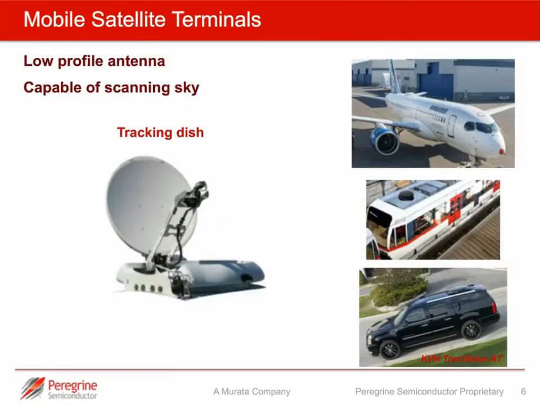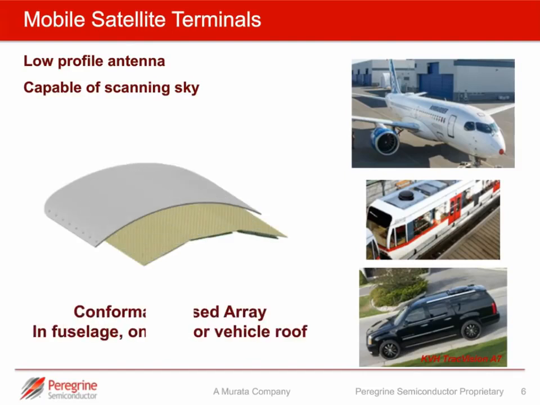Another application of beamforming is satellite terminals, and specifically in the case where we're looking for low-profile antennas that are capable of scanning the sky. Traditionally this would have been done with a tracking dish, as shown in this central picture. However, it's not applicable for low-profile situations. For example, we have an aircraft which is traveling at high speed, we need something aerodynamic. A train, for example, needs to be able to go through tunnels where there will be a low clearance, and again, the roof of a vehicle where we have aerodynamic issues. So the solution here is a beamforming phased array.